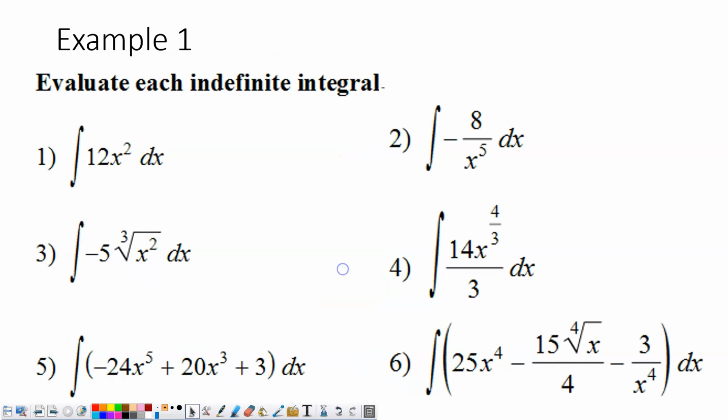Oh, I did the student practice, silly me. Oh well. Why don't you guys do the teacher example then? You guys do number 2 here. Pause the video and try to do number 2 and see what you guys get.